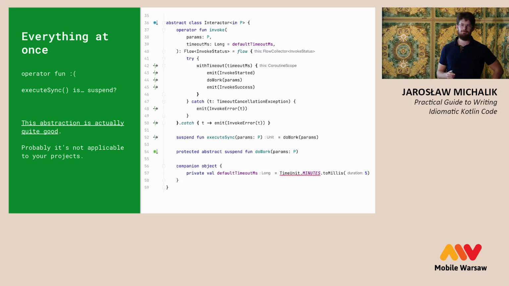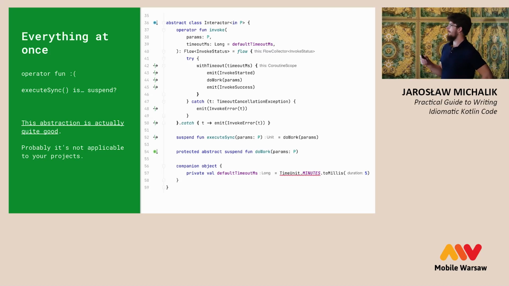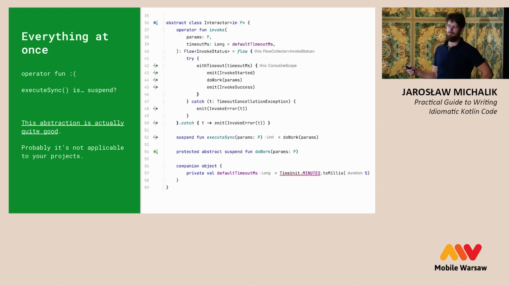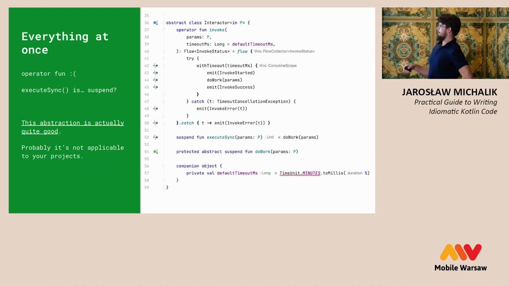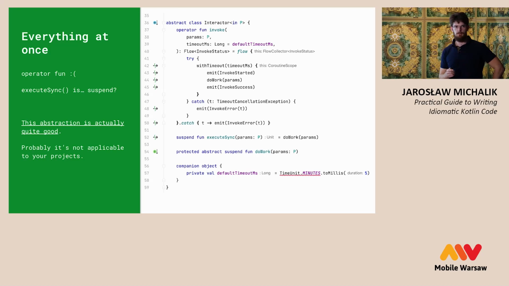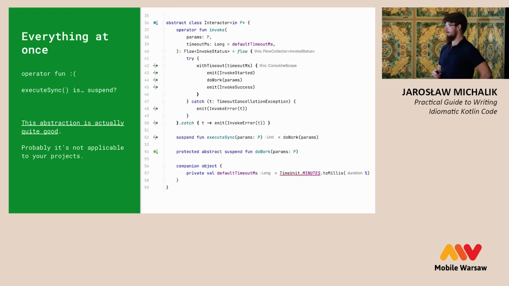Okay, so another thing, I don't like using operator fun invoke in use cases. Execute sync. Okay, we should do something synchronously, but this is a suspend function, so synchronously or suspend? Well, please decide on one thing. But actually, I think this abstraction is pretty good, but it's not applicable to our project.